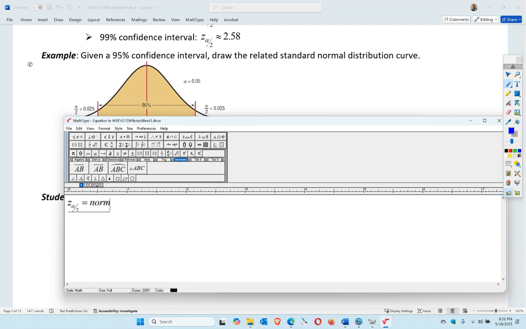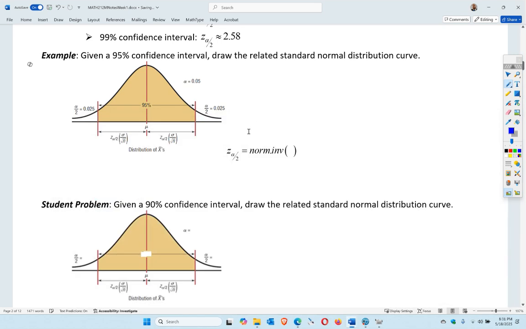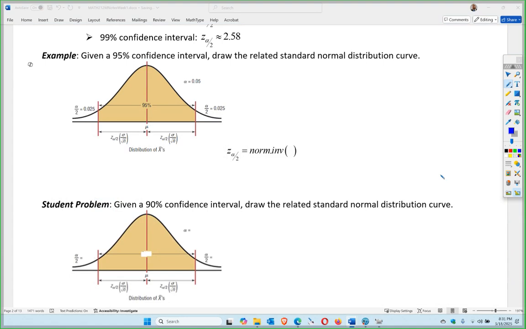Equals normal dot distribution is the, no, normal inverse, sorry. Because we're inverting the probability back to a z-score. So norm is the z-score, essentially, right? So this axis right here, if I get it to work, is the z-axis, right? From your normal or bell curve from stats 1.